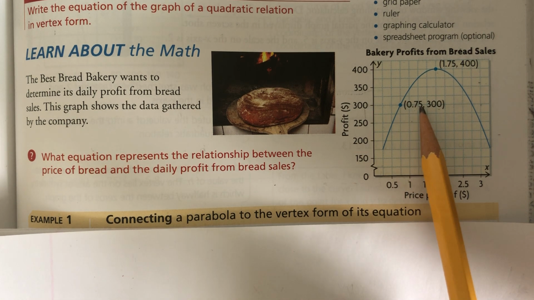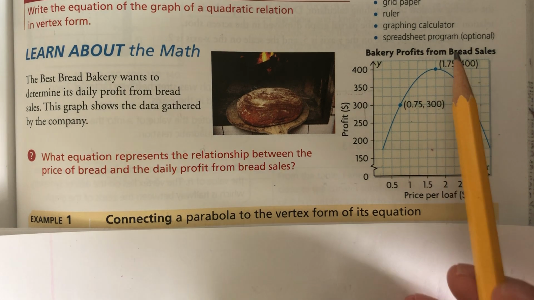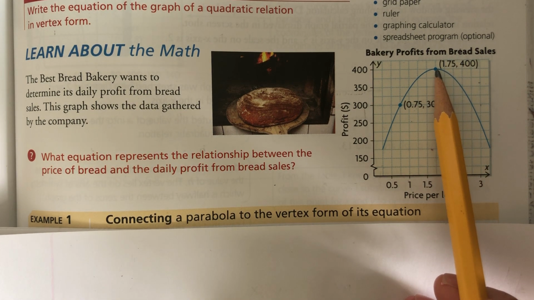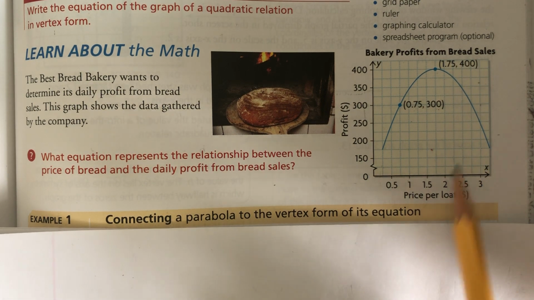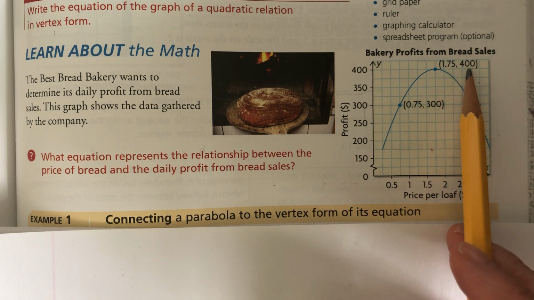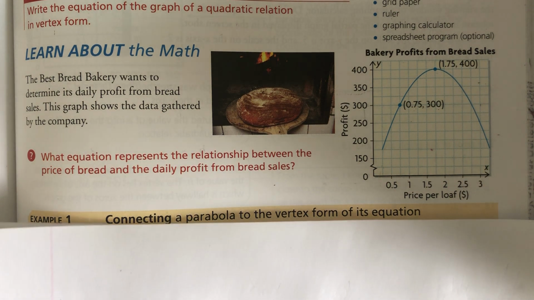This is the first point with coordinates 0.75 and 300. It means that when the price per loaf is 75 cents, the profit is $300. And this is the vertex of the parabola. It has the coordinates 1.75 and 400. It means that when the price per loaf is $1.75, the company makes a profit of $400.